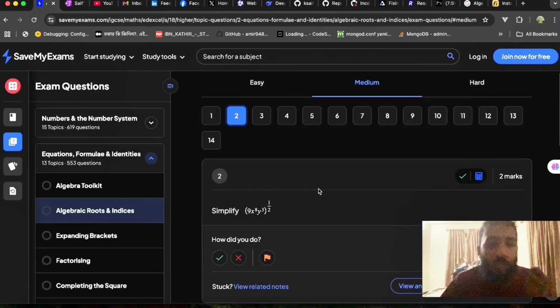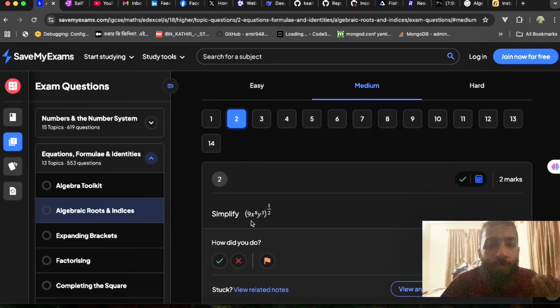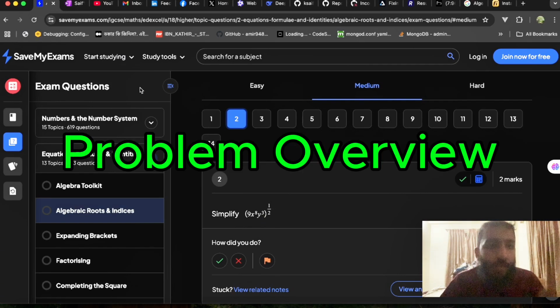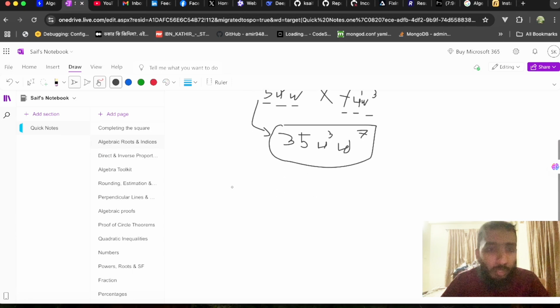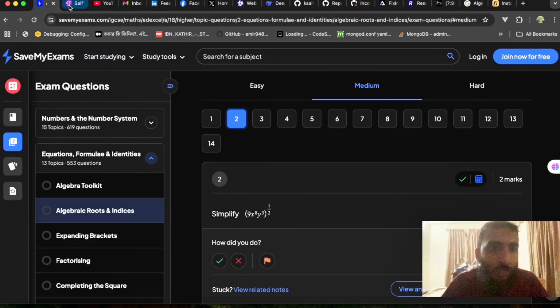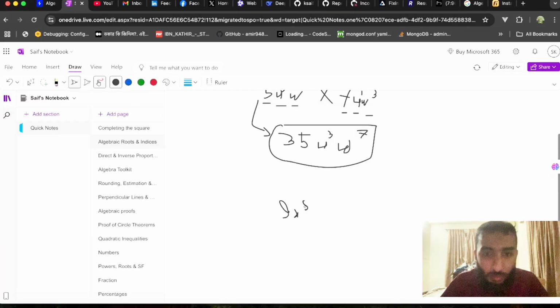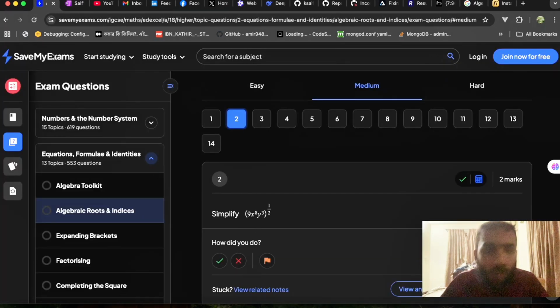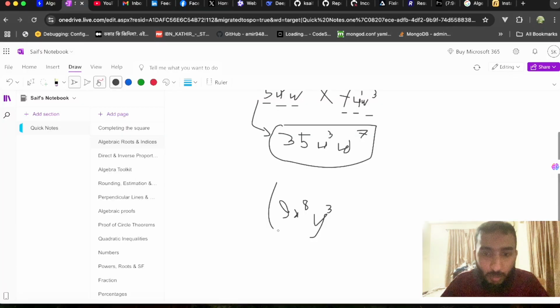Now if I focus on problem number 2, it says you have to simplify this expression, which is 9x to the power 8 y cube, this whole thing to the power half. So if I open my pen tool, it says 9x to the power 8 and y cube, and this whole expression has a power of half.